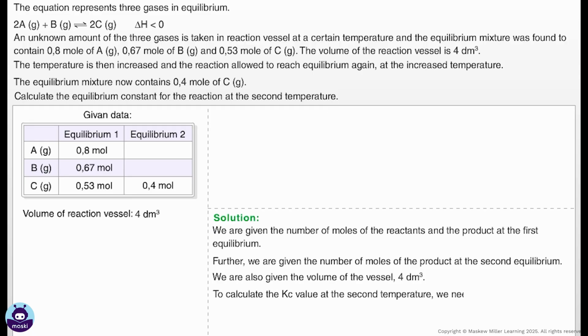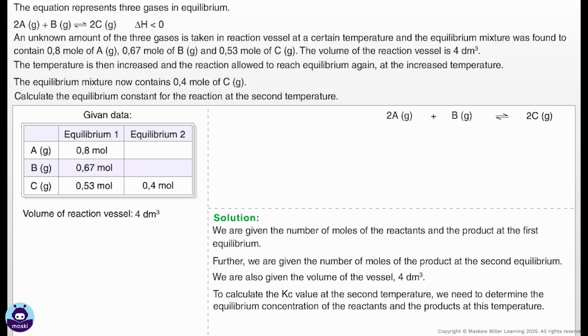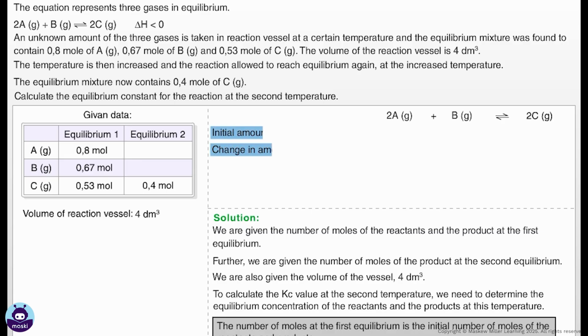To calculate the Kc value at the second temperature, we need to determine the equilibrium concentration of the reactants and the products at this temperature. We first need to find the number of moles of each of the species at the second equilibrium. Note that the number of moles at the first equilibrium is the initial number of moles of the reactants and products. We shall use this information.